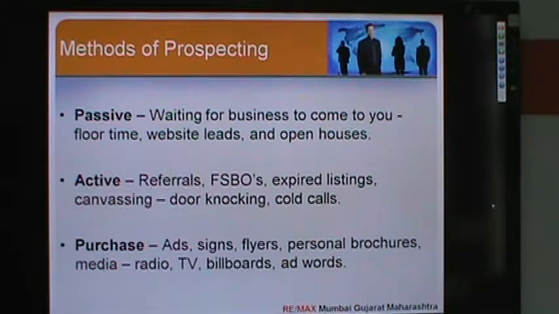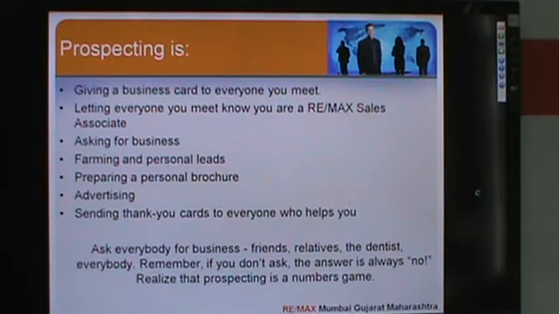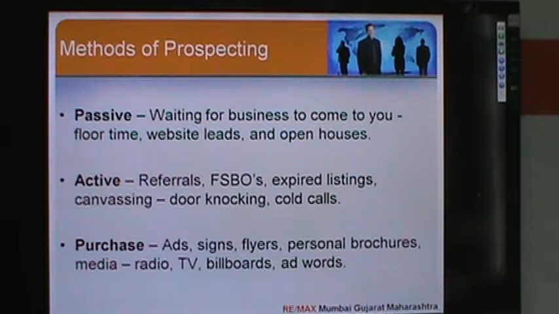So this is called the passive method of prospecting. Then active: referrals, for sale by owners, expired listings, canvassing, door knocking, cold calls, etc. And purchase: people see your ads, signs, flyers, you send a personal brochure, newsletter, etc. and contact you. These are the 3 methods of prospecting. So passive and active prospecting may be done with little or no expense, right? Because not much expense is involved in these 2 kinds of prospecting.